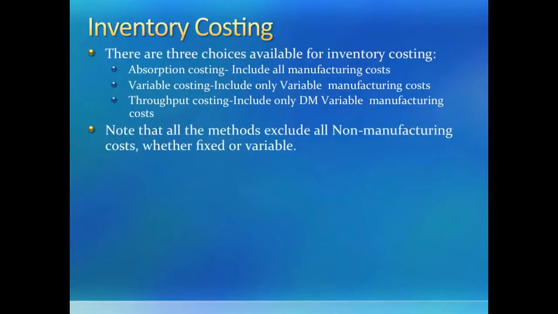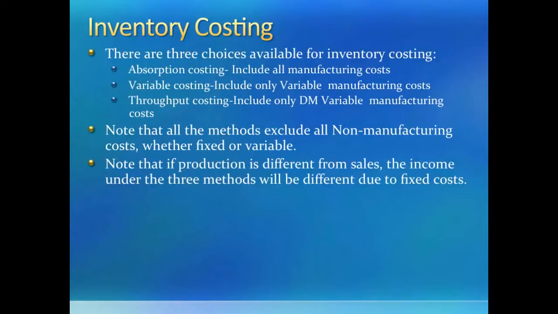Please note that the entire discussion here is about manufacturing costs only. All the 3 methods exclude non-manufacturing costs. So neither method will take any selling, general and administrative costs into cost of goods sold as well as into inventory calculations. Also note that the 3 methods will come up with 3 different cost of goods sold numbers, leading to 3 different income levels and 3 different inventory numbers.